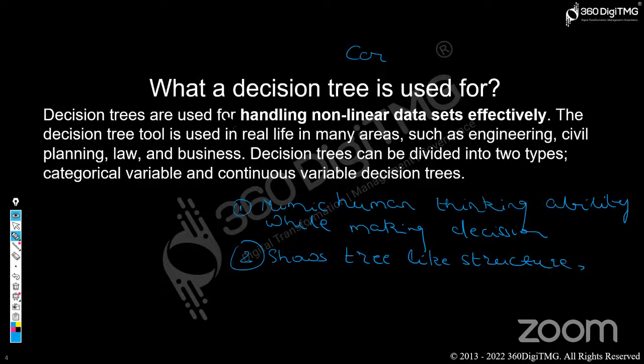So decision trees are used for handling non-linear data sets effectively. The decision tree tool is used in real life in many areas, such as engineering, civil planning, law, business, even in sport. And decision trees can be divided into two types. One is a categorical variable and the other is a continuous variable decision tree.